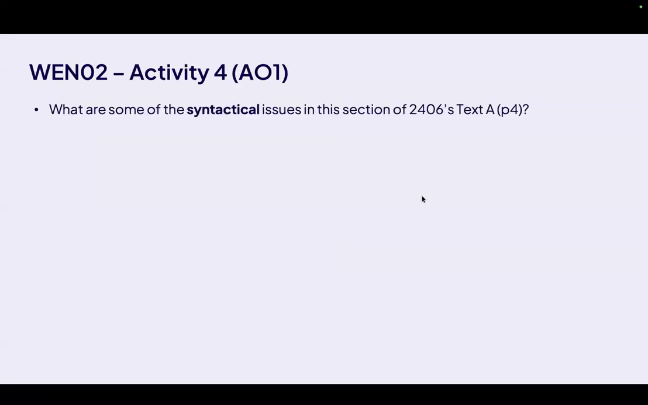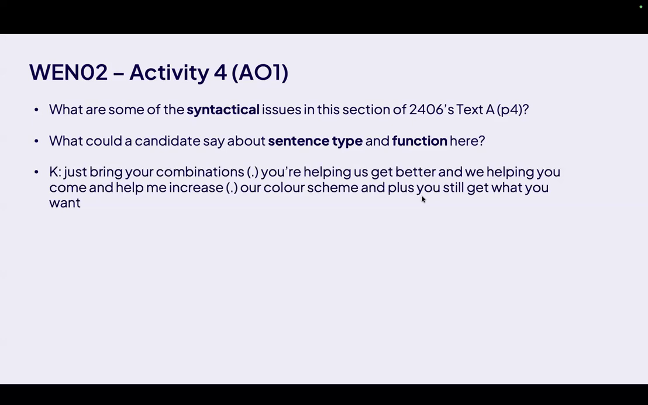Okay, a little activity coming up. So what are some of the syntactical issues of text A, which, as I said, was on page 4 of the source booklet. So we're looking at that conversation again, Kania and Sheba, but it's a little bit further down now, just a couple of lines further down. Let's have a look. What could a candidate say about sentence type and function? So referring to the previous slide here. And you can find it on page 4, but I have also got it for you there.